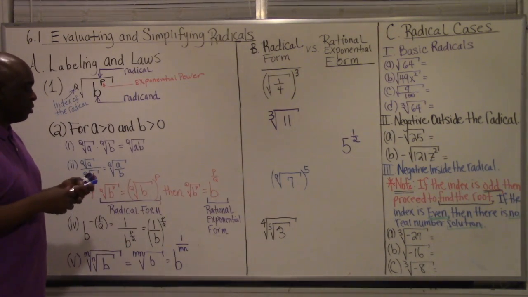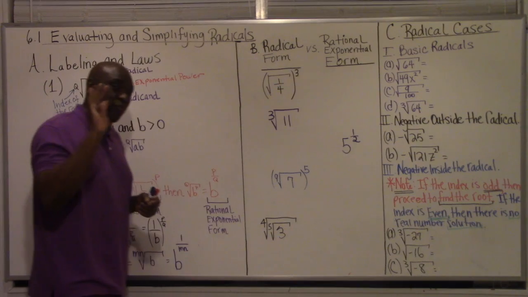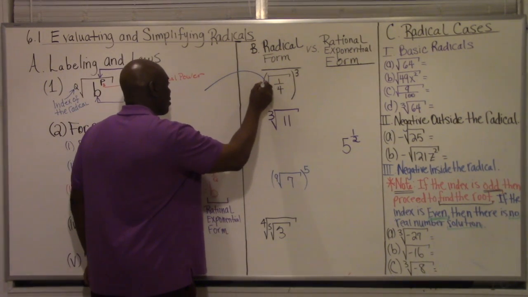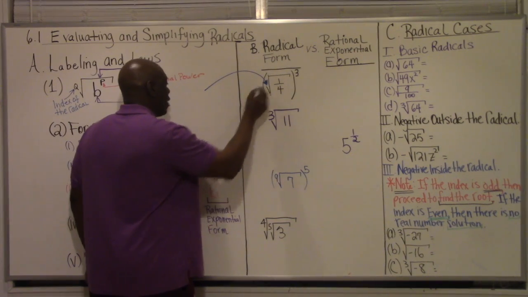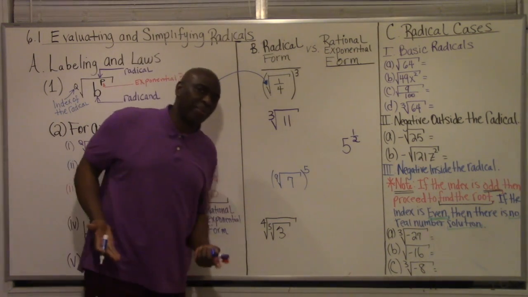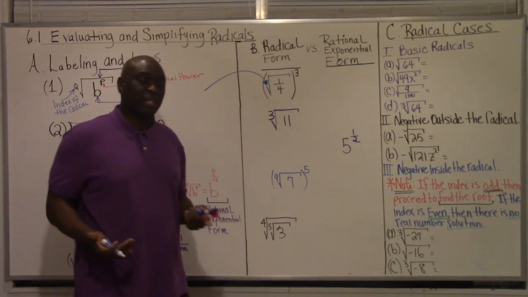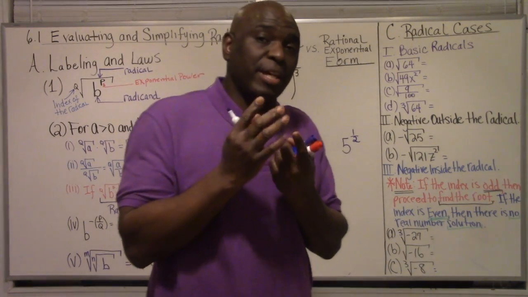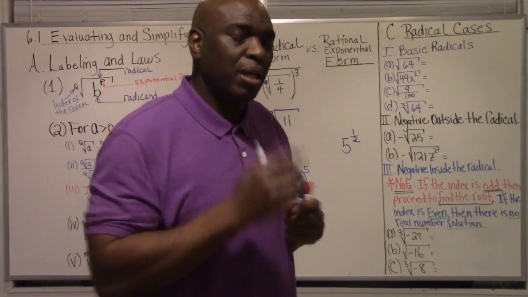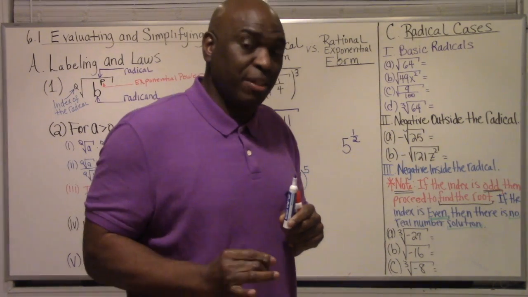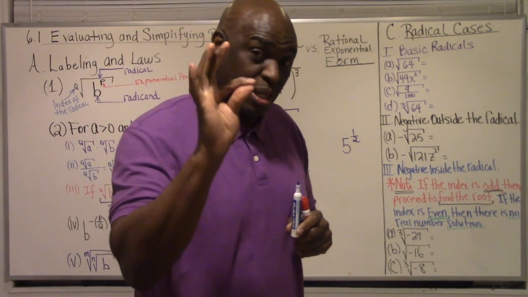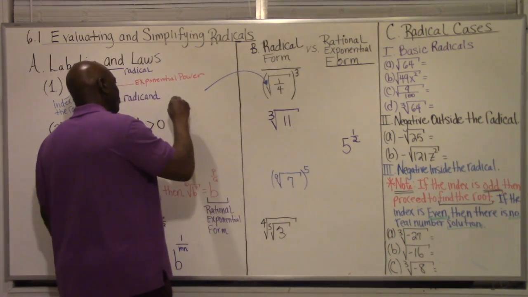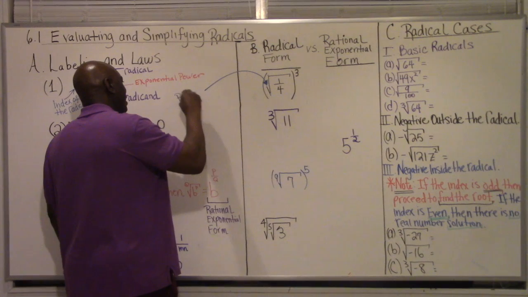Well, the first thing I need to inform you of is that when there is no index, you don't see a number there, you would assume that since there's no number visibly, it would be a 1, right? But that's not correct. By default, when there's no number there, it's a 2, okay? So let's write that, by default.